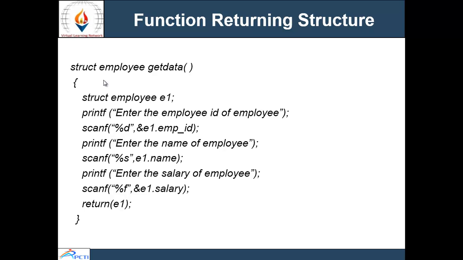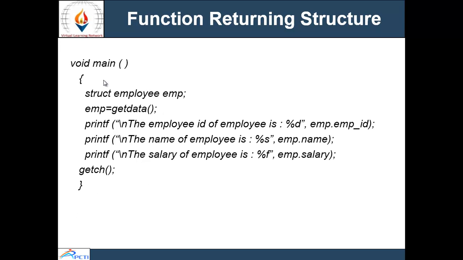In this function, I am declaring the variable of structure like struct employee E1, then prompting the message, enter the employee ID of employee, and then using the scanf function, I am entering &ID, then the name of the employee, scanning through %s E1.name, and then salary of employee, and scanning through E1.salary. After scanning, I am returning E1.